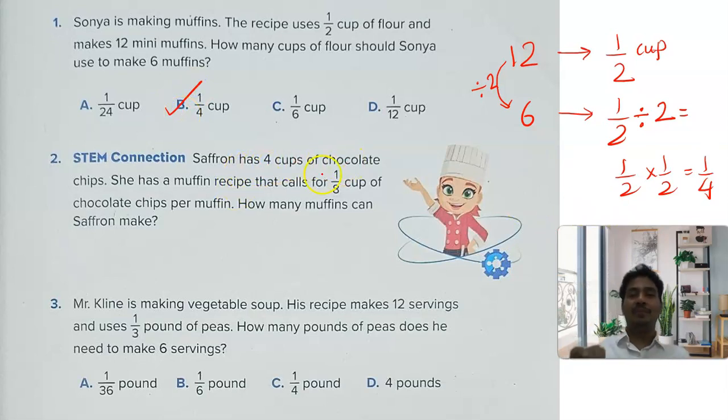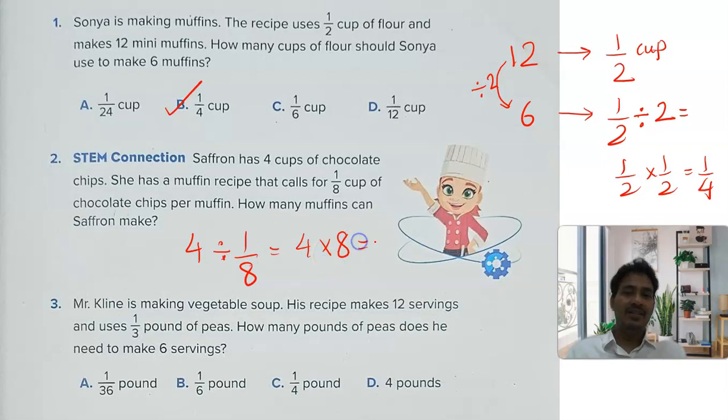Saffron has 4 cups of chocolate chips. She has a muffin recipe that calls for 1/8 cup of chocolate chips per muffin. How many muffins can Saffron make? So she has 4 cups of chocolate chips, and you want to divide it into 1/8, 1/8, 1/8. So it is 4 times 8, which is 32. So she can make 32 muffins with those 4 cups of chocolate chips.